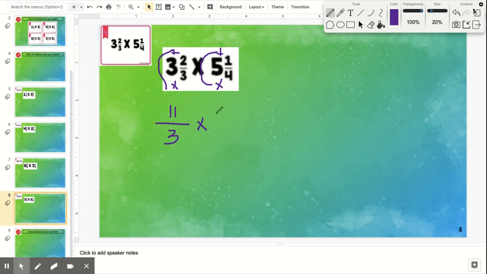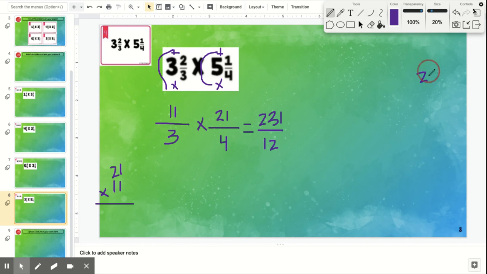5 times 4 is 20. Plus 1 is 21. Denominator stays the same, 4. Okay, you are ready to multiply now. Top times top, 11 times 21. Again, that's not math you should be able to just calculate in your head probably. So come out to the side and show the work. 21 times 11 is going to come out to 231. And then bottom times bottom, 3 times 4 is 12.